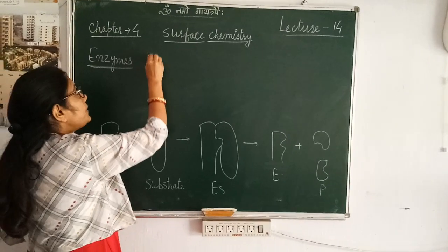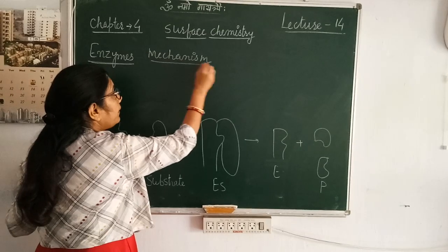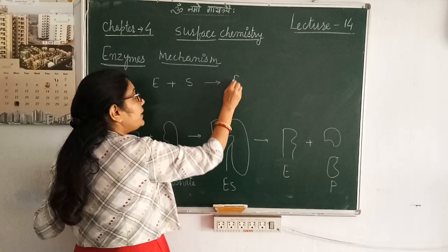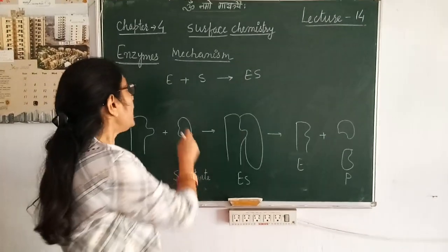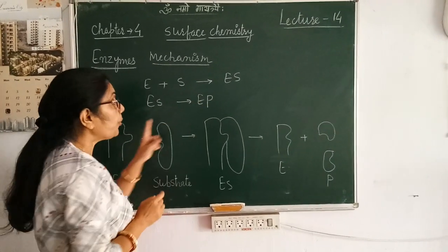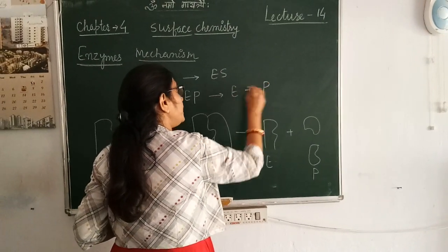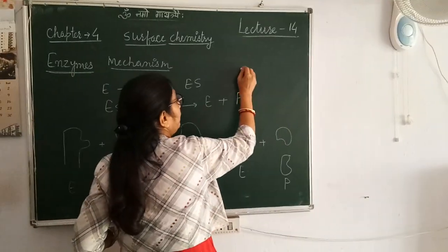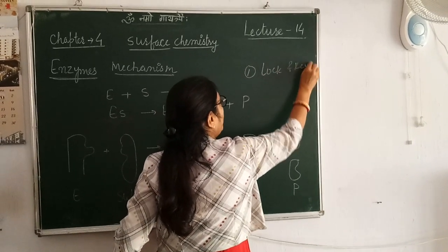Now the mechanism of enzyme catalysis. Okay, so in step 1, enzyme combines with substrate and it forms enzyme substrate complex. This enzyme substrate complex forms enzyme product association, and then the enzyme is separated and the products are formed. And there are two models related with enzyme catalysis. One is lock and key model.